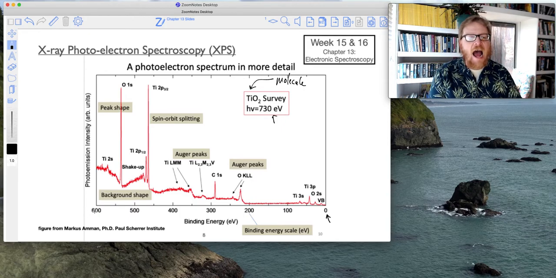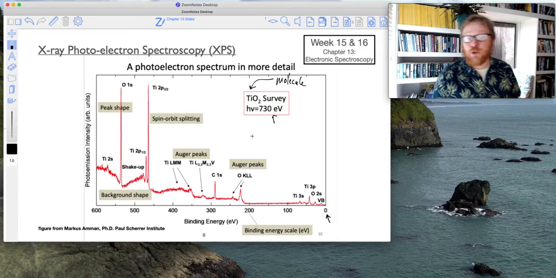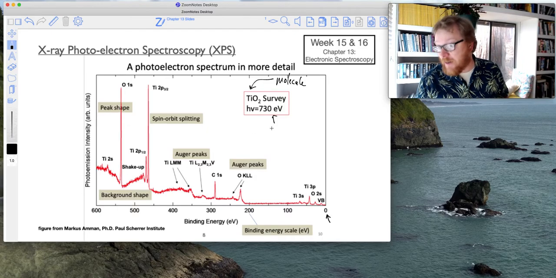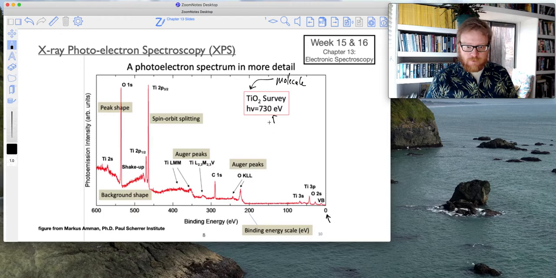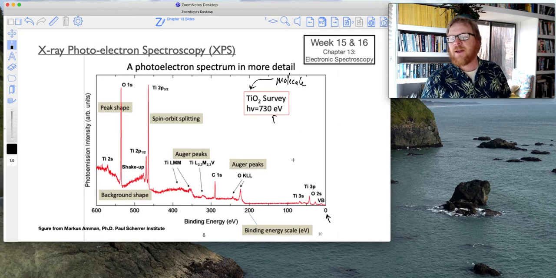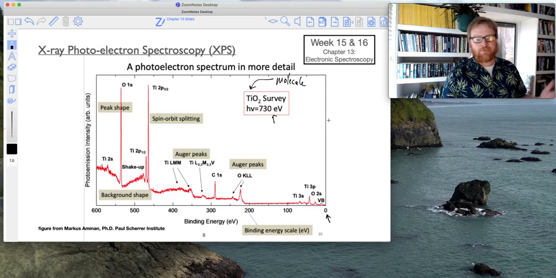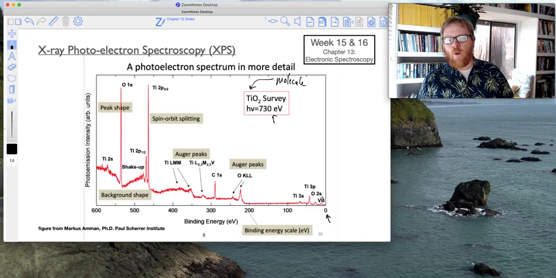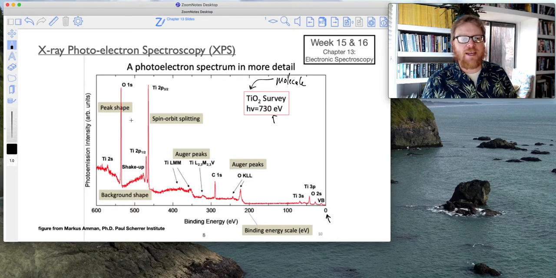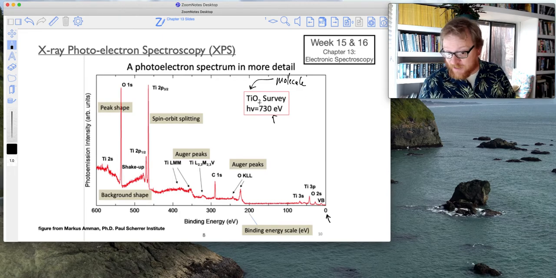So that means the highest energy we could go out to would be just under 730 electron volt. Because with a binding energy of 730 electron volt and an incident radiation of 730 electron volt, we wouldn't have any kinetic energy, right? So everything down here has the highest kinetic energy, right? Consequently, the smallest binding energy. And so now as we scan across, we can see various features corresponding to titanium and oxygen, right?